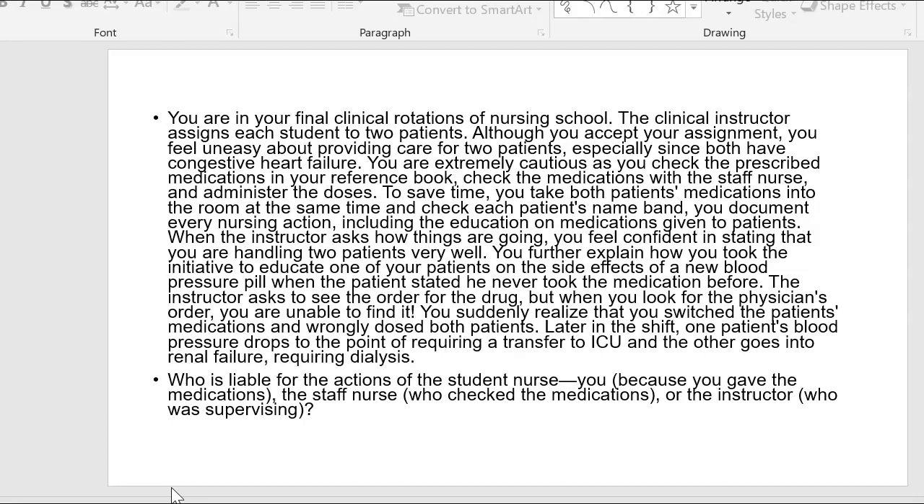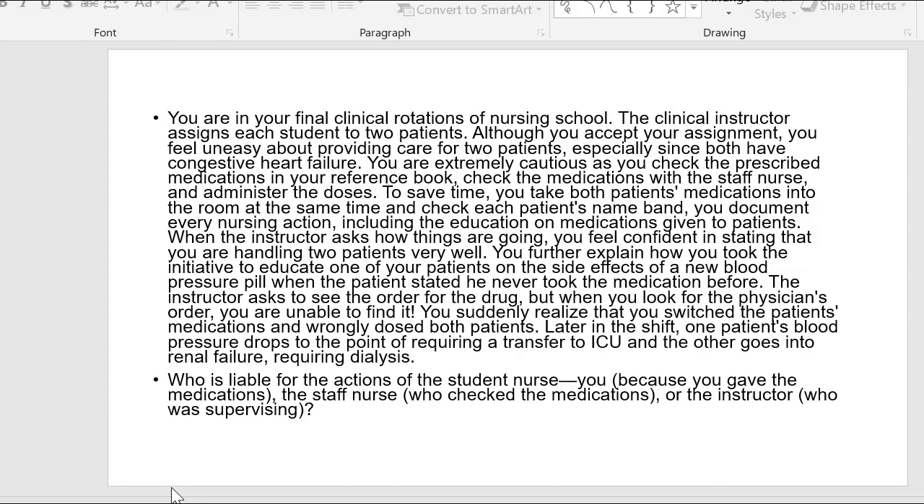Torts are civil wrongful acts or omissions against a person or person's property. So if you think about what happened here, it could be considered a tort. If we look at those 4 elements of malpractice, the nurse owed a duty to the patient, which the nurse did because it was time to pass medications, and that's part of the responsibility of a professional nurse. The nurse breached the duty, and the nurse did do that because they gave the wrong medications to the wrong patient.